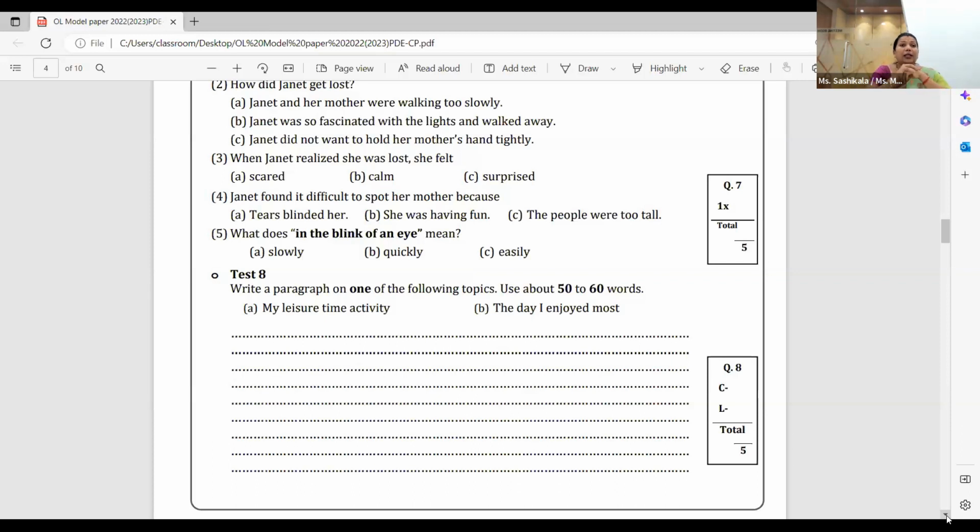Right? Yeah, write the topic and write the paragraph. Now see, they have given the marks, content and language. That is how you get your marks, right?